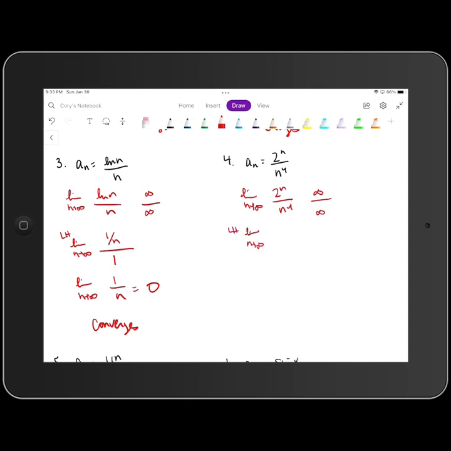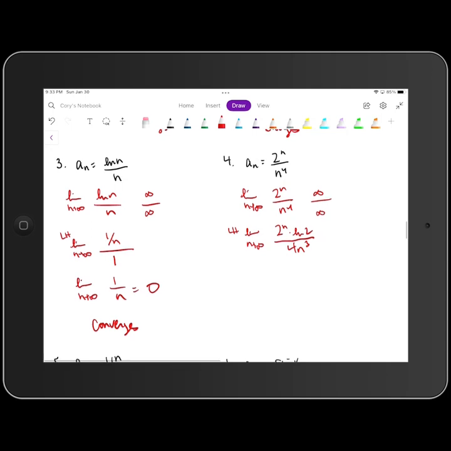we get the limit as n goes to infinity. The derivative of the numerator is 2 to the n power times the natural log of 2. And the derivative of the denominator winds up being 4n cubed, which, if we take the limit as n goes to infinity of that, that's still of the form infinity over infinity. And I'm going to have to do L'Hopital's rule several more times in order to put this into a form where we're going to be able to evaluate the limit.